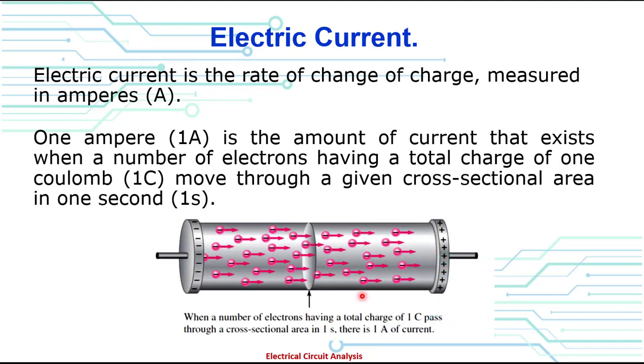We can see in this picture the motion of electrons. So if 6.25 × 10^18 electrons, which carry charge of 1 coulomb, pass through this cross-sectional area every second, then the magnitude of current is 1 ampere.